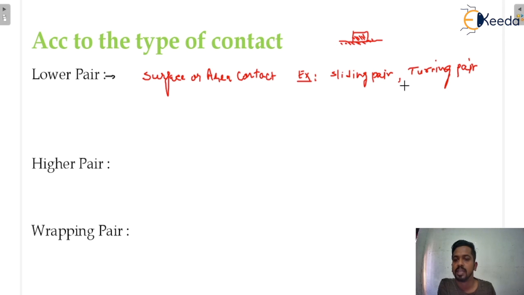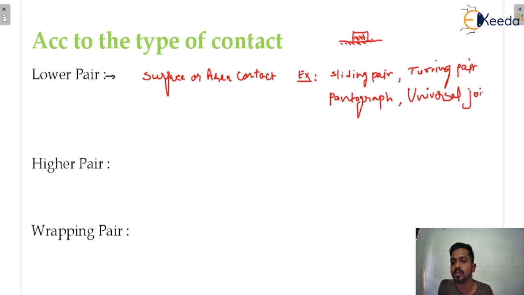These are the examples. If you want to know about mechanisms, it would be the pantograph. From the exam point of view, that is important. The pantograph is a mechanism having lower pairs, and the universal joint is also a lower pair. Most students get confused between the lower pair and the higher pair when talking about the universal joint. You must be clear that the universal joint is an example of a lower pair, because in the universal joint there is a surface or area contact.